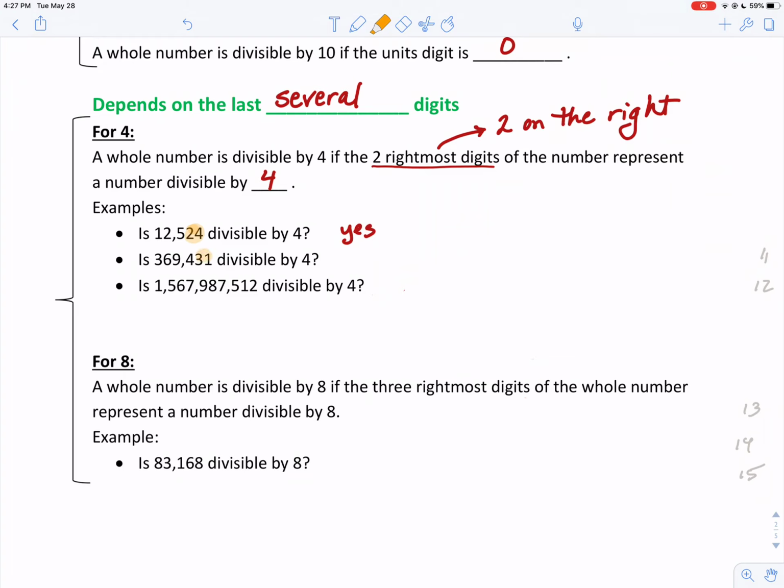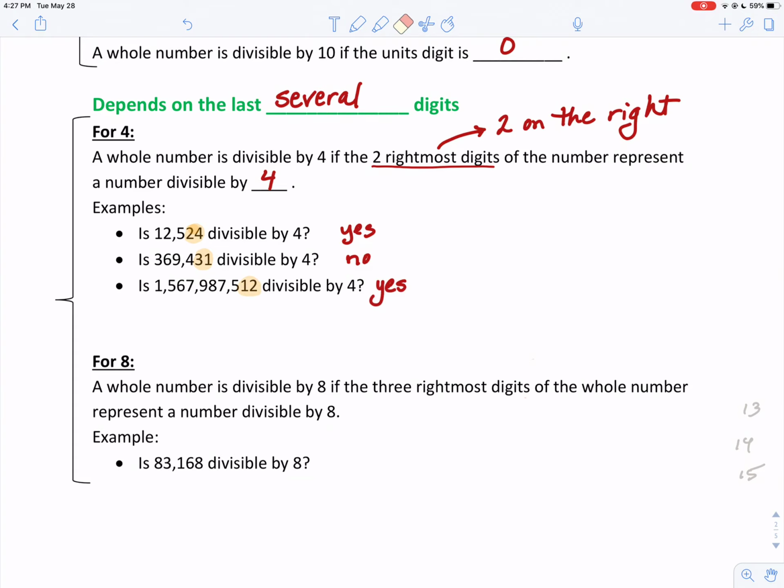What about the second example, 31? Does 4 go into 31 with no remainder? It doesn't, so that is not divisible by 4. And then this last one, it's a huge number, but the last 2 digits are 12, and 4 goes into 12, so therefore that big number is divisible by 4.